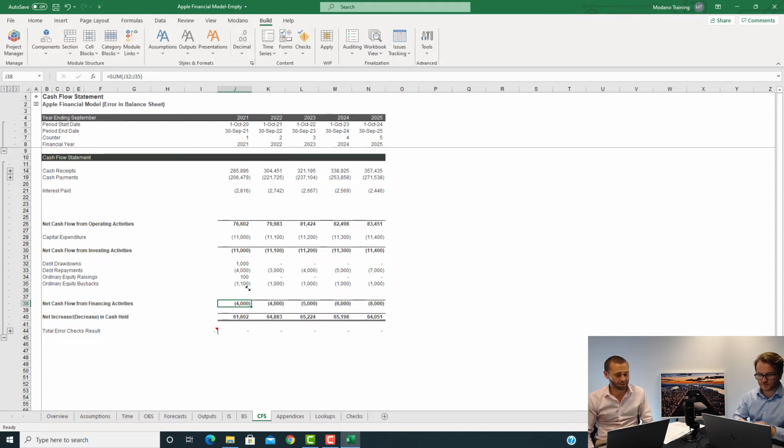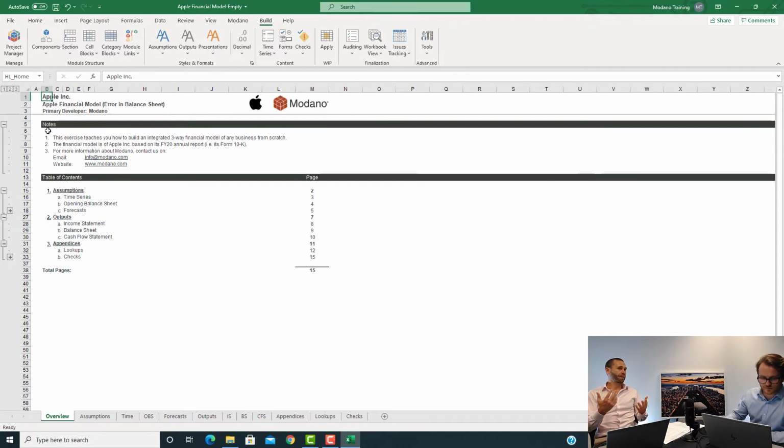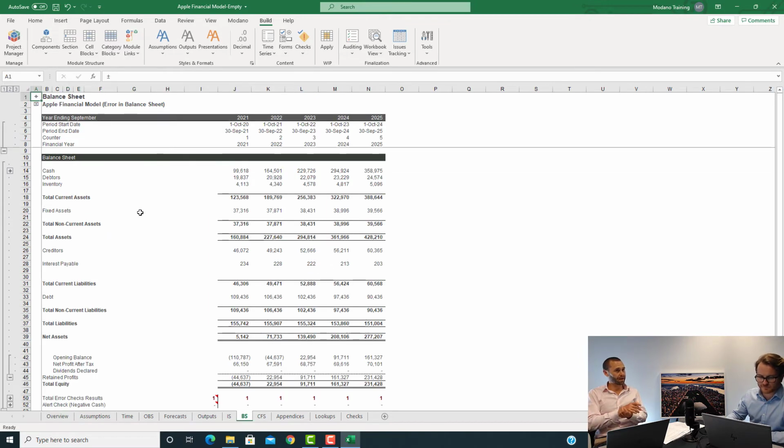Cool. So we've basically got buybacks and debt repayments of 4 billion happening, increasing to 8 billion, which is fine because Apple keeps making money the way it is. That's not an issue for it. Okay, so let's go to the balance sheet. Balance sheet's still not balancing because we don't have the equity balances in the balance sheet.